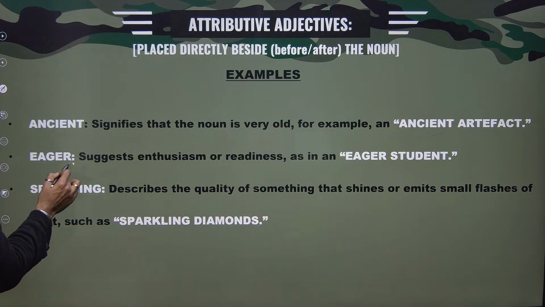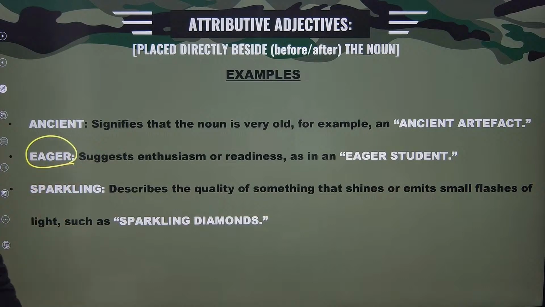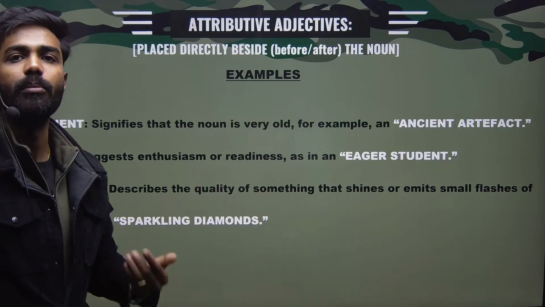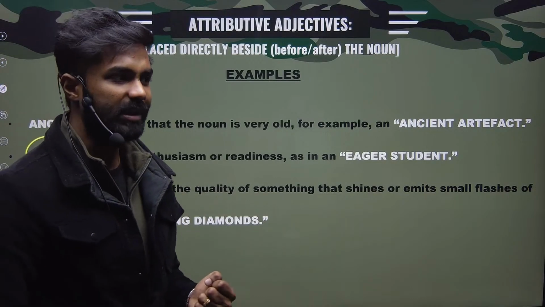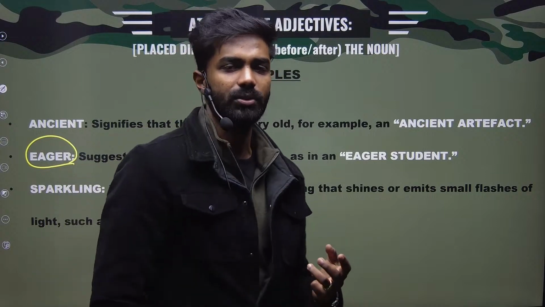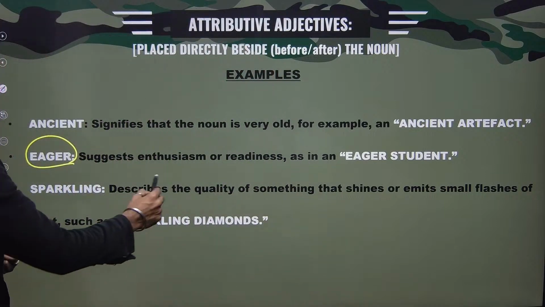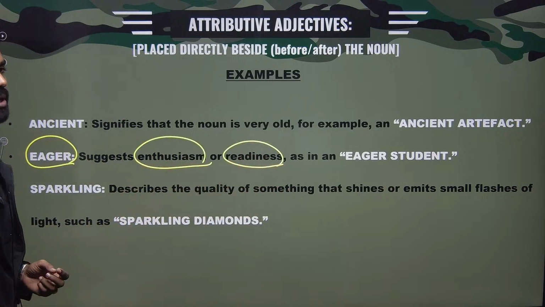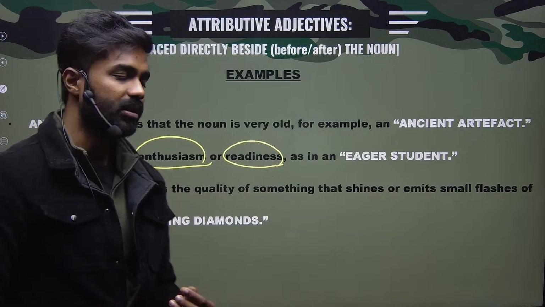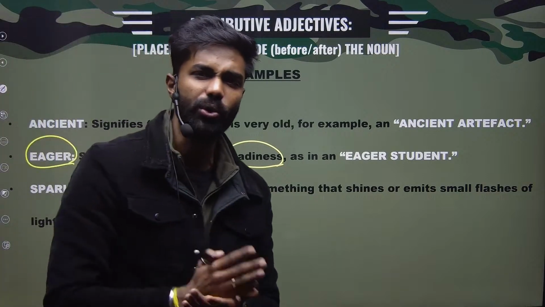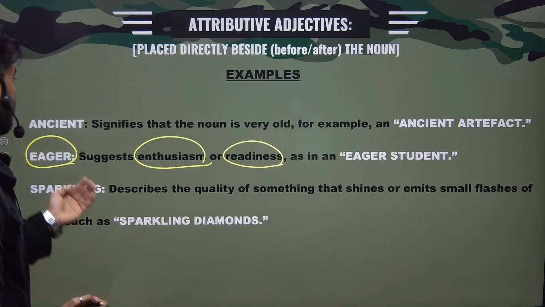Eager. Okay. What do you mean by eager? Eager is a kind of emotion. Very curious to know about it. Can't wait, sir. I'm eager. Eager means can't wait. I'm very curious to know about it. Clear? See, it suggests enthusiasm or readiness. Eager means enthusiasm or readiness, or you can't wait. Something like curious. Sir, I can't wait. I'm ready already. Eager. All right.